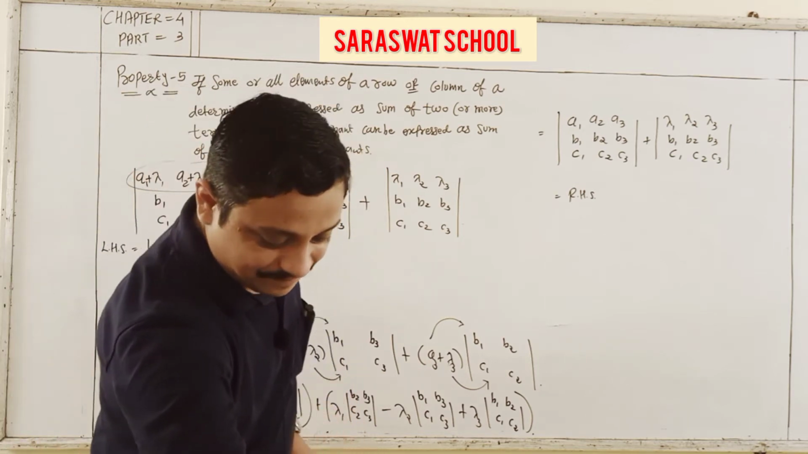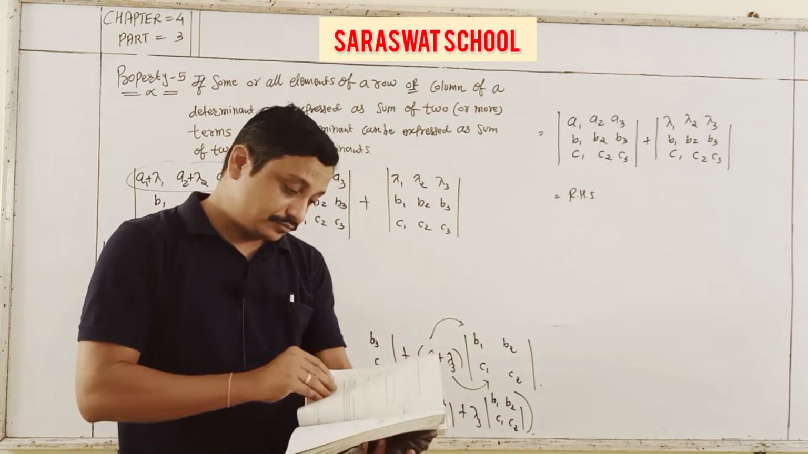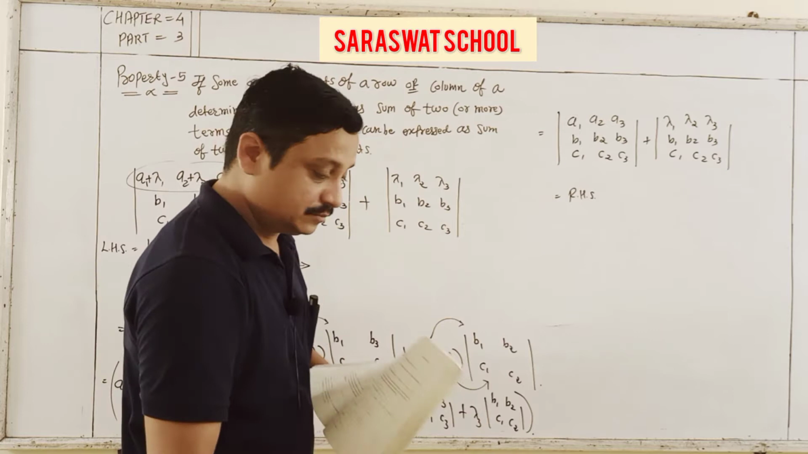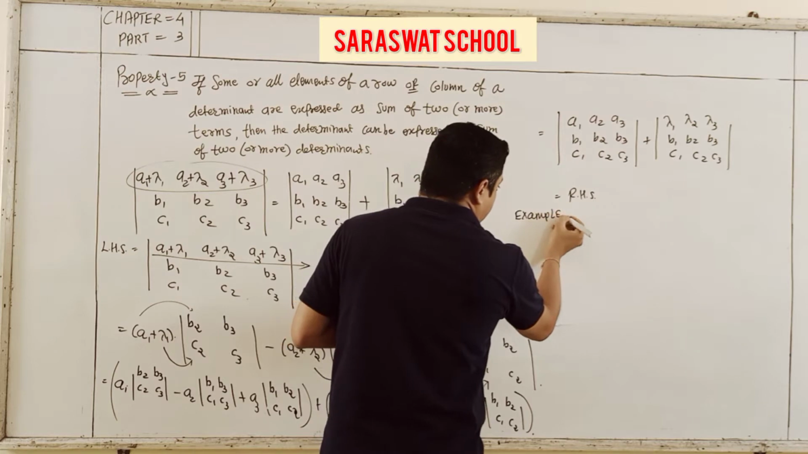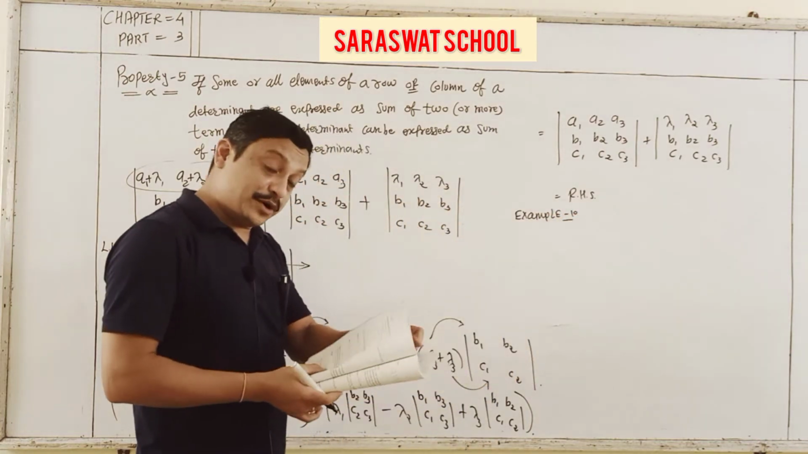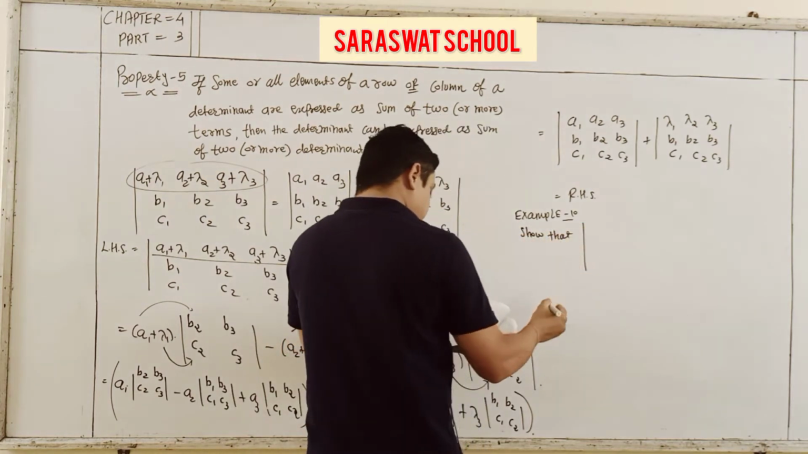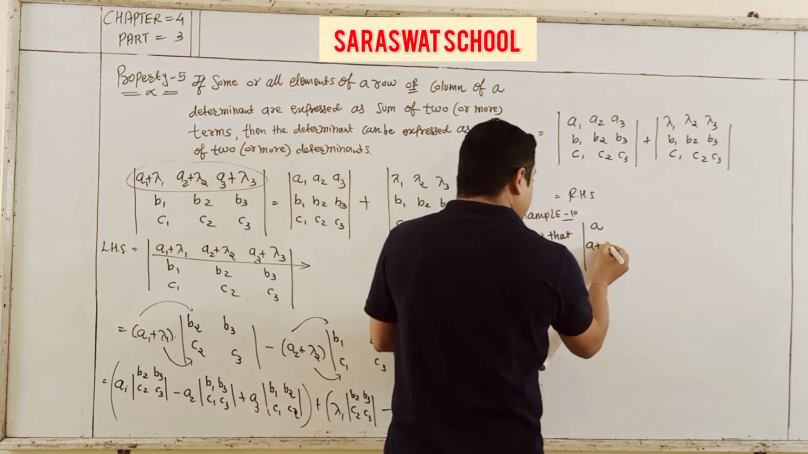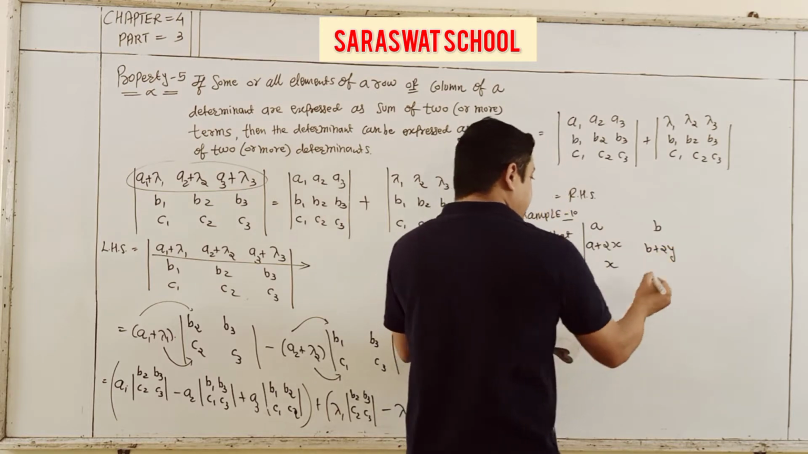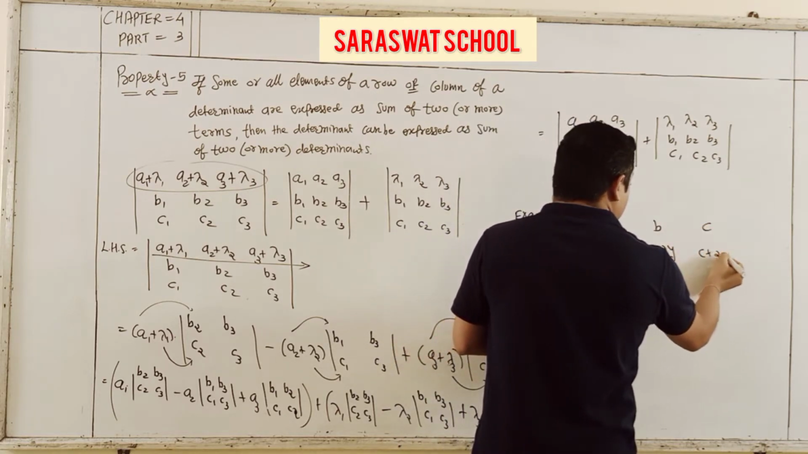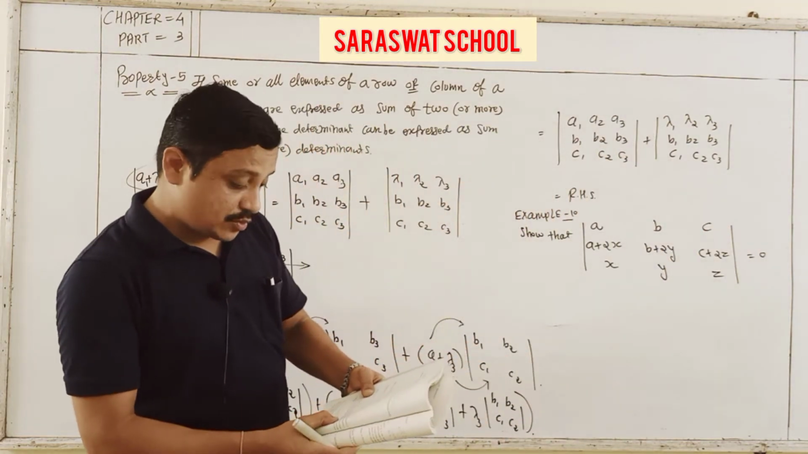Okay, now I will start the related examples given in your book. Yes, example number 10. Prove by using properties that the determinant with rows a plus 2x, b plus 2y, c plus 2z, then x, y, z, and then a plus 2x, b plus 2y and c plus 2z gives the answer 0.